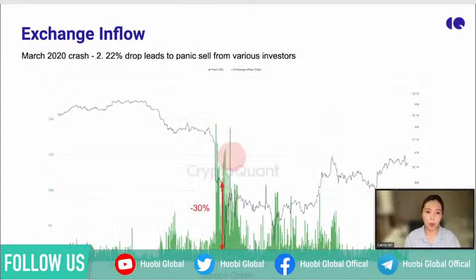And then after that, this is just exchange inflow all combined, not just for the miners. So after that, this 22% drop led to a panic sell from various investors, and therefore another 30% drop. So from this, we know that the first spikes are more important to look at because we want to know before the price drop happens. And from this, we can also say that we can foresee the price action, like foresee what's going to happen to the price with these charts.